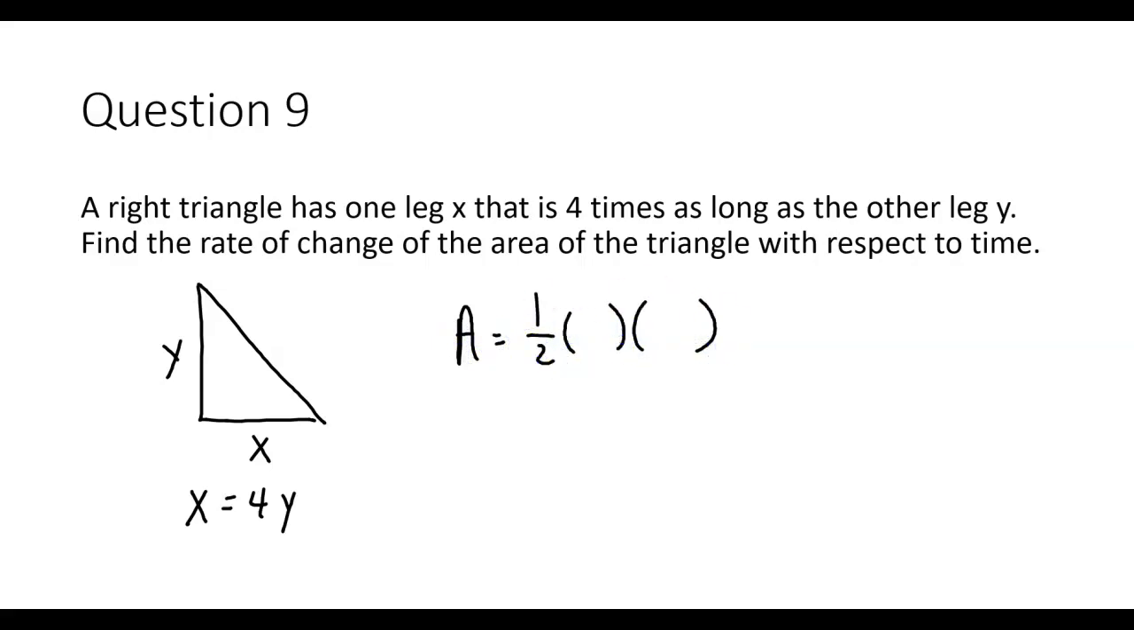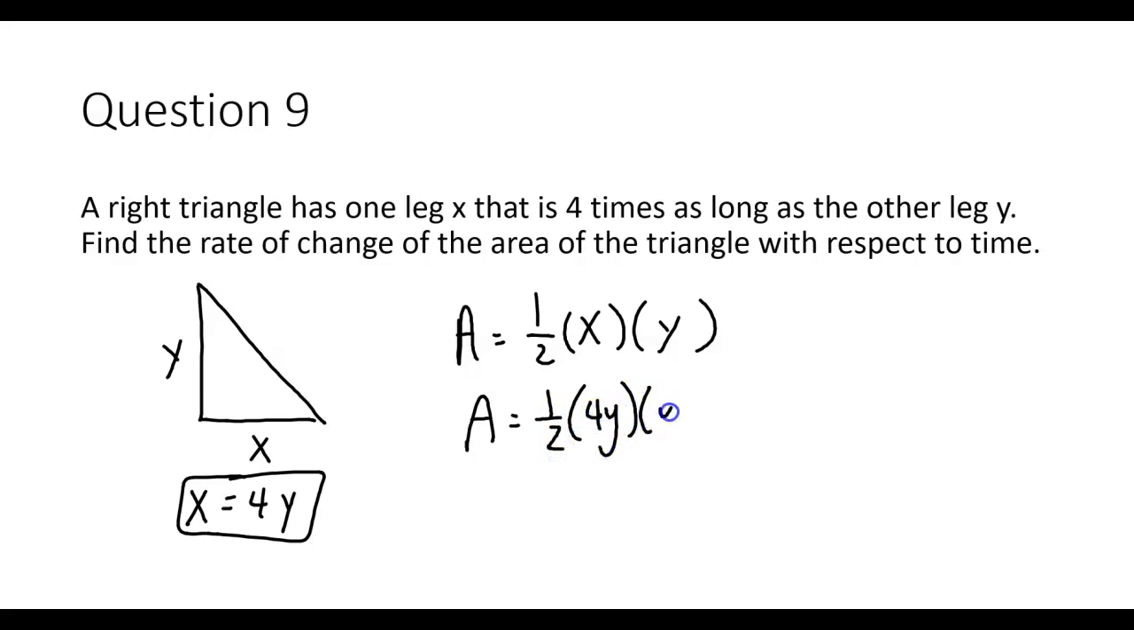So what is my base? My base is x. And what is my height? My height is y. Now, they gave us this for a reason. That makes things a little bit easier. If x is equal to 4y, that means I can replace the x with 4y. And so I have A is equal to 1/2 times 4y squared.